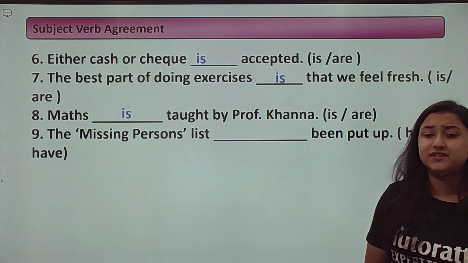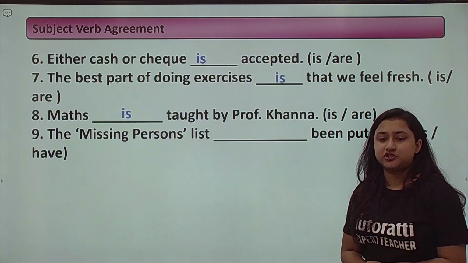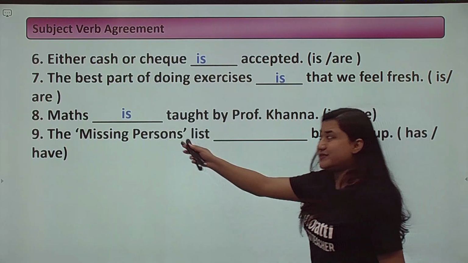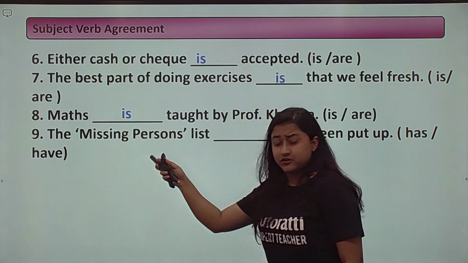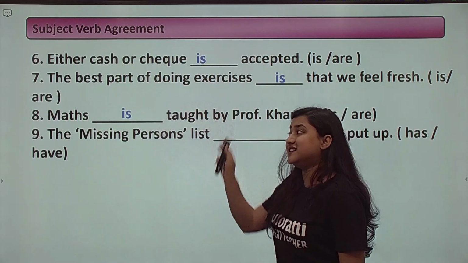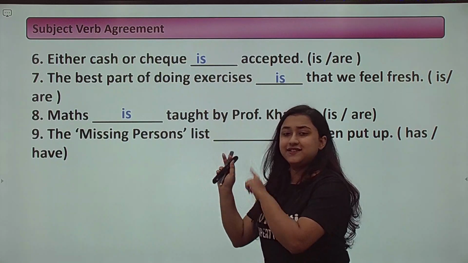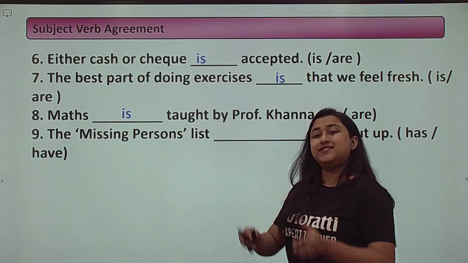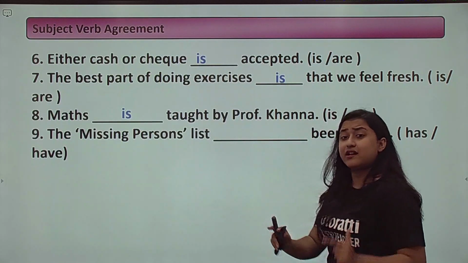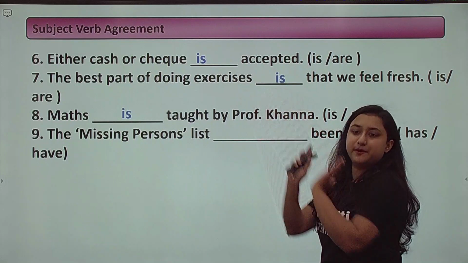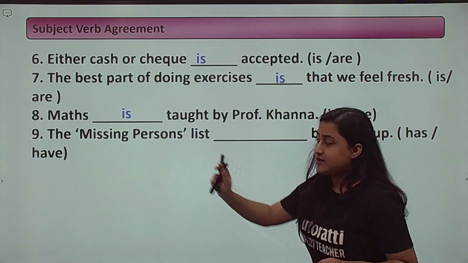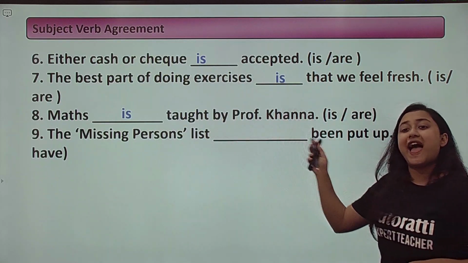The missing persons list dash been put up. Has or have? Are we talking about those missing people or the persons? No, we are not talking about this. We are talking about the list. The missing persons list. There is a list whose topic is missing persons. We are not talking about those people. We are talking about the list that has been put up. So how many lists are there? There is only one list, right? So the missing persons list has been put up.